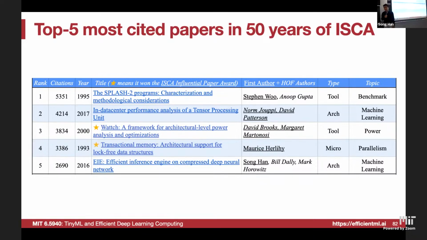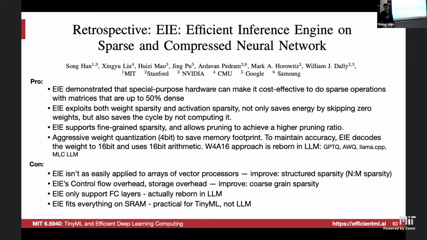This is Google's TPU paper, and the framework for architecture-level power analysis and optimizations, transactional memory, and EIE, which is the first one that introduced weight sparsity and weight pruning, and accelerated it with a specialized accelerator. Although these two pieces of work are pretty new, over 50 years of ISCA, this kind of machine learning accelerator is gaining a lot of momentum in recent years, compared with these old topics. So there are also pros and cons.